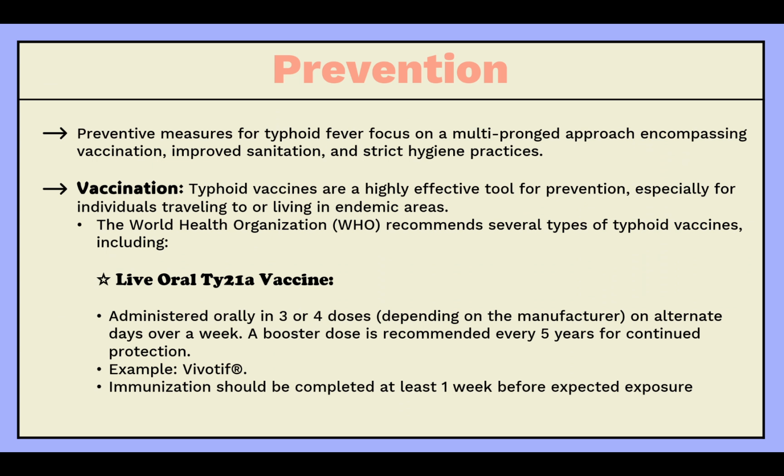The World Health Organization recommends several types of typhoid vaccines. Live oral Ty21a vaccine, for example Vivotif, is administered orally in 3 or 4 doses over a week, depending on the manufacturer. A booster dose is recommended every 5 years for continued protection. Immunization should be completed at least 1 week before the expected exposure.